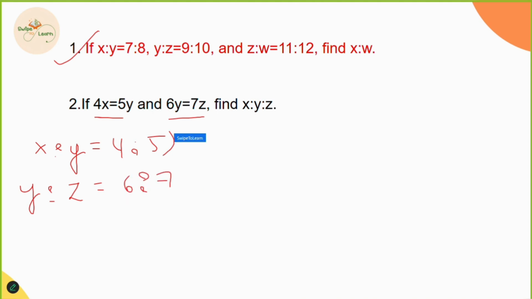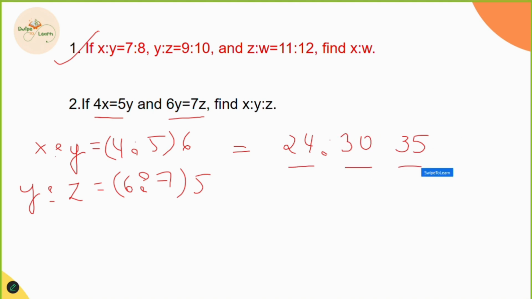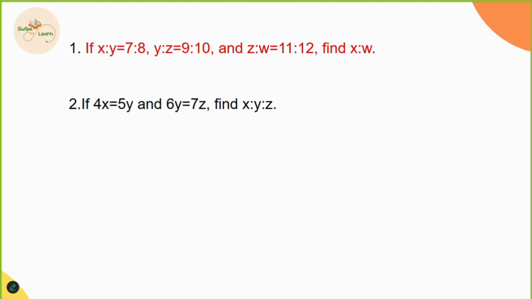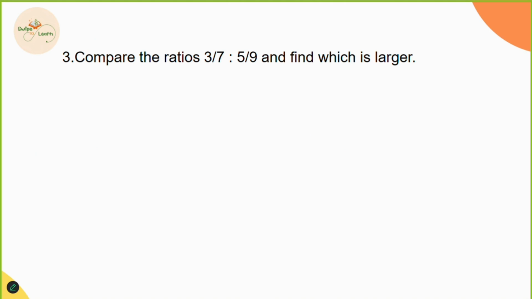And we know what to do now. So we just simply multiply with 6 here and we multiply with 5 here. What we get? 24 is to 30 is to 35. So this is the ratio of x is to y is to z. Looks simple, right? Yes. Moving forward.